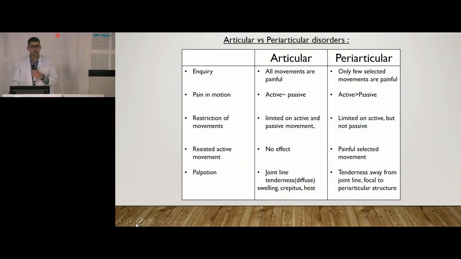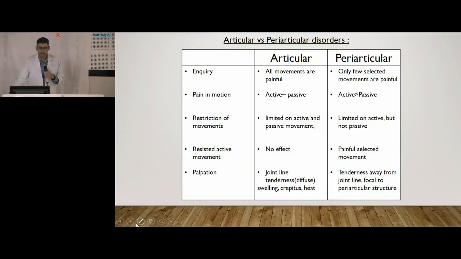And in periarticular structures, the part of the periarticular architecture which is involved would produce pain on active movement. Okay, so these are the fine-tuning definitions which would help you in differentiating between articular and periarticular. Don't take photographs, I will mail you.